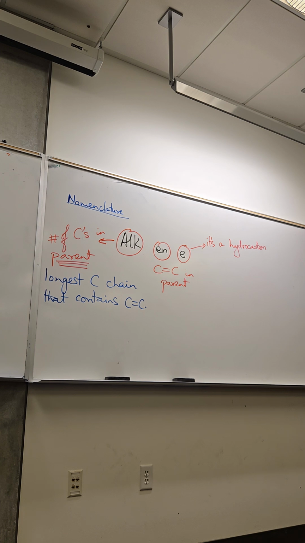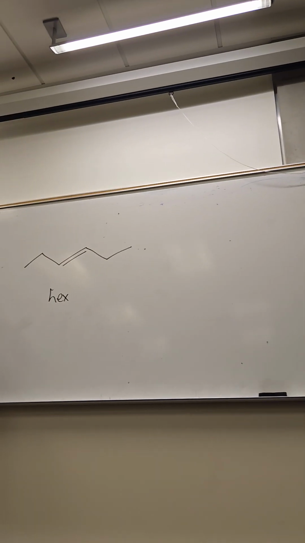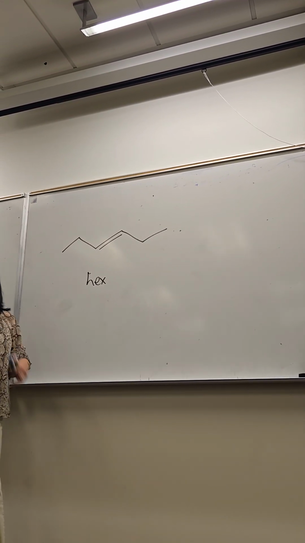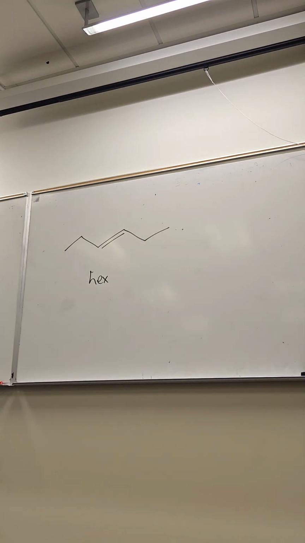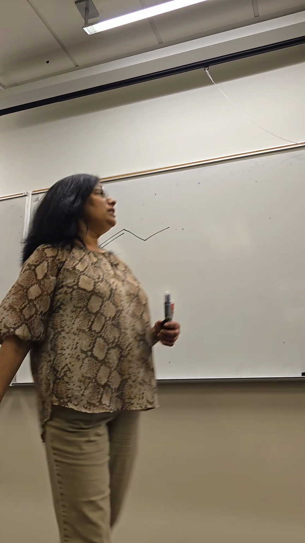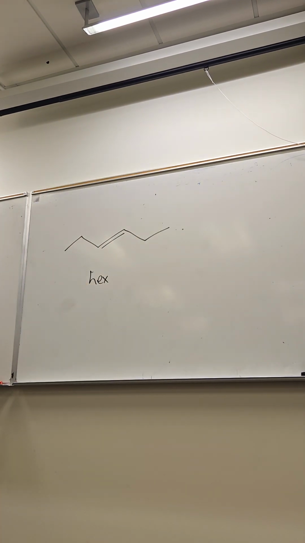So, for example, let's start with this. What's the parent? Your first step should always be finding the parent. 1, 2, 3, 4, 5, 6. So the alk is hex. Isn't that right? Now the ene. Where is the ene? We must give the position of the ene because it's possible to be in different places. How do we give the position? We number the parent chain. Isn't that right? The parent chain is numbered.